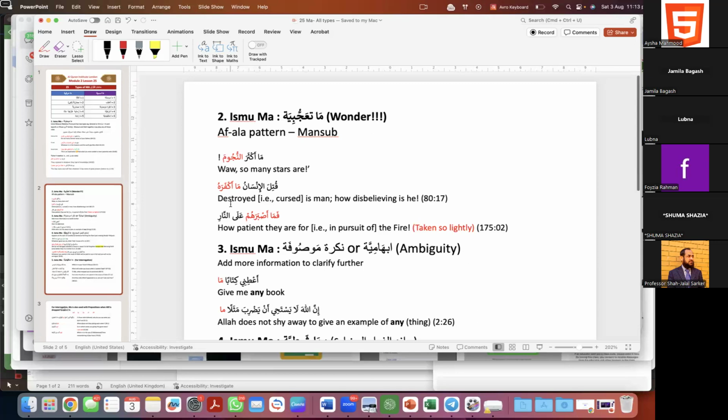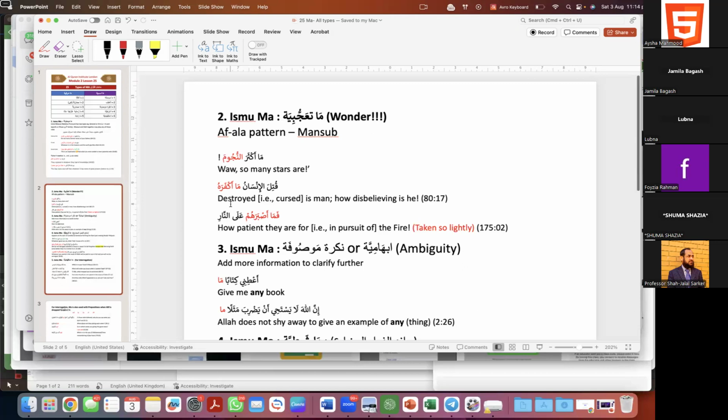Ma absara. Absaru means superlative, extremely patient. Ma asbara. How patient. Wow, how patient, how sabr they are. For the Ustad, al-nar, fire. So when it's Ma ta'ajjub, will it always be mansub? Always. Otherwise the underlying meaning will not come. Okay.